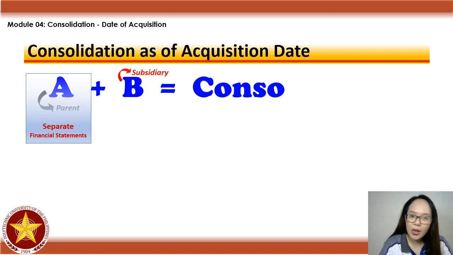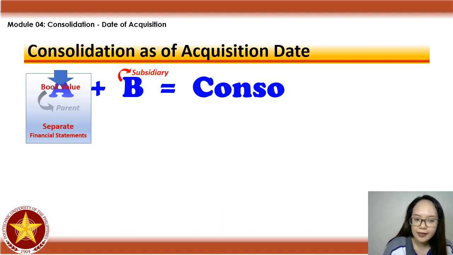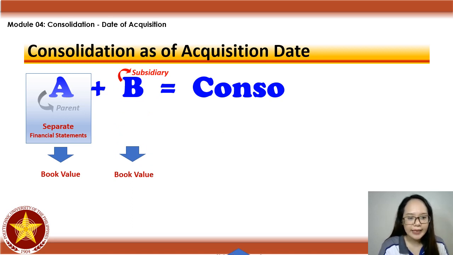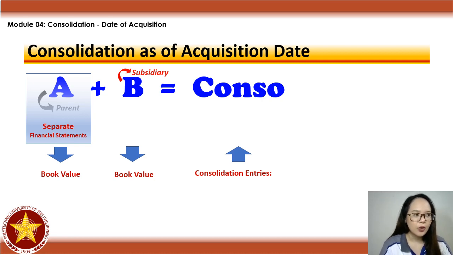Okay. So, consolidation as of acquisition date. Yung diniscuss natin kanina dito sa separate financial statements. Paano naman tayo magko-consolidate? Ganito yan. Kunin mo yung financial statements ni parent at book value. Tapos, syempre, si subsidiary yung financial statements niya. Book value din naka-record, di ba? So, i-combine mo silang dalawa, tapos magdagdag ka ng consolidation or working paper entries. Consolidation entries, elimination entries, working paper entries, ganun yung tawag sa kanya.